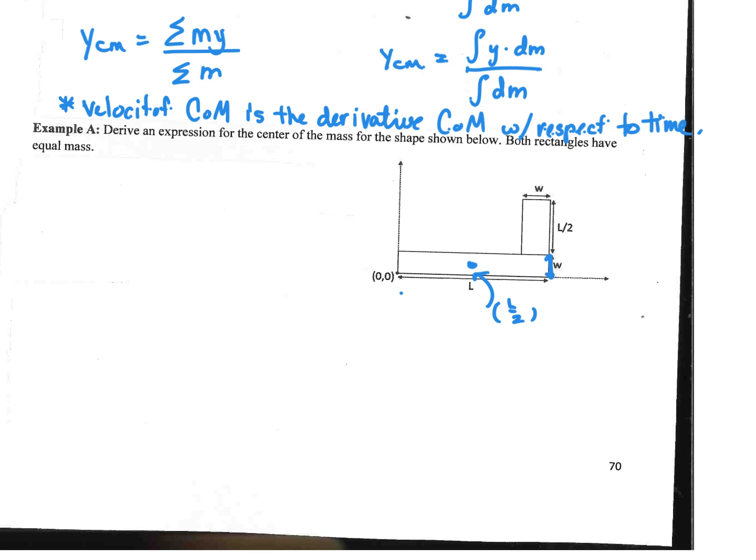Now we've got to find the center of mass of the other one, which will be here, won't it? Let's change colors. That would be here. So how do we figure out what that is? Well, this is width W, isn't it? Okay, so this is width W. Well, it gets a little bit more complicated here, doesn't it?